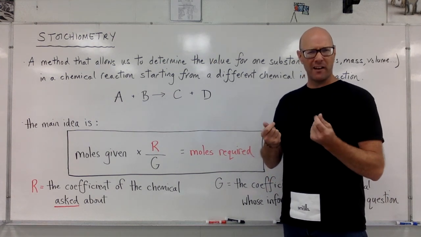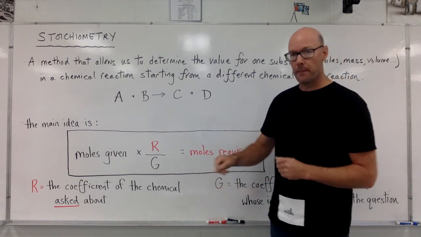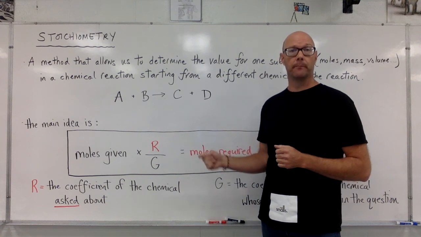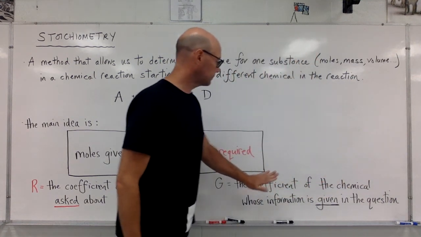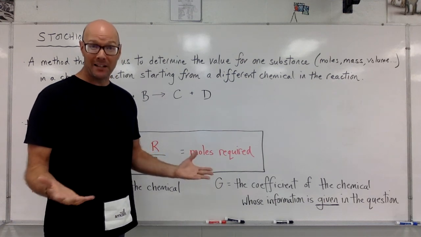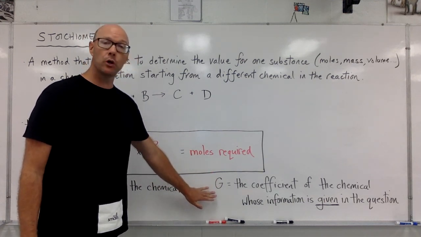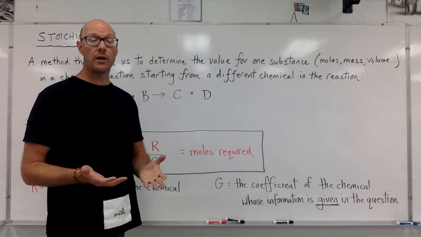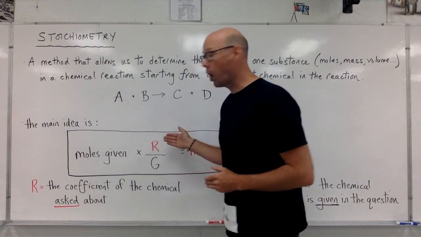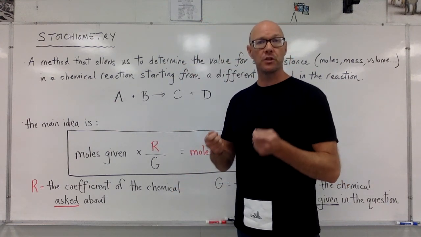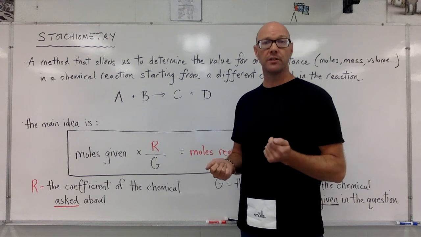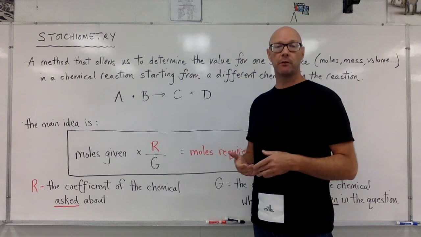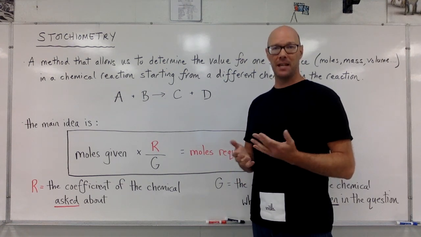The chemical that you're trying to find something out about, the balancing number, the coefficient of that chemical is this R. The G is the coefficient, the balancing number in the reaction of the chemical whose information is given to you, is provided by the question. This ratio is R required, what you're supposed to figure out, what's required of you, what chemical does that go with, over the G. The chemical whose information was provided to you was given in the question.